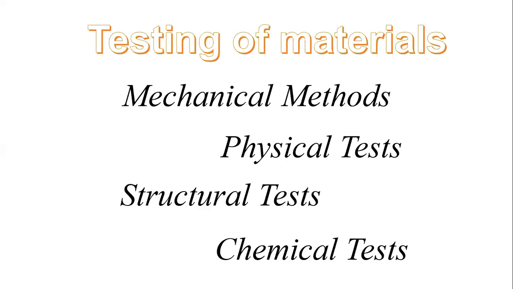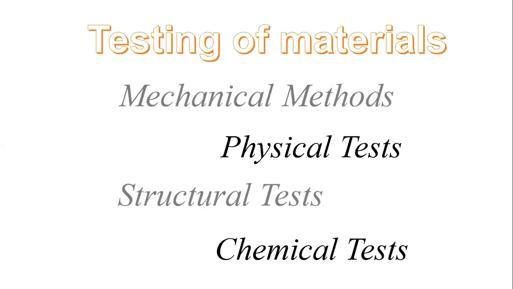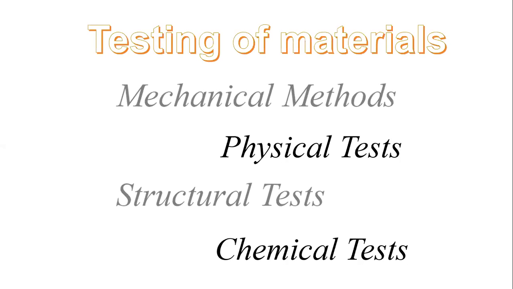And the fourth testing method is the chemical test, with which you can determine chemical composition and the ability to withstand chemical action, especially oxidation or corrosion. But in this class, we're going to talk more about the mechanical methods and the structural tests, and less about the physical and chemical tests.